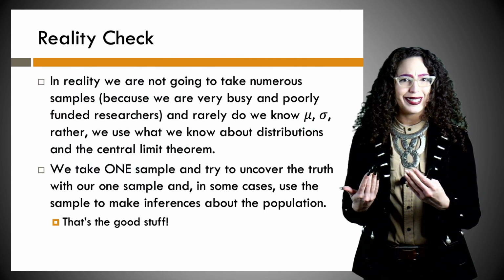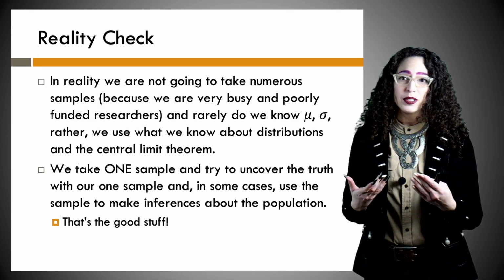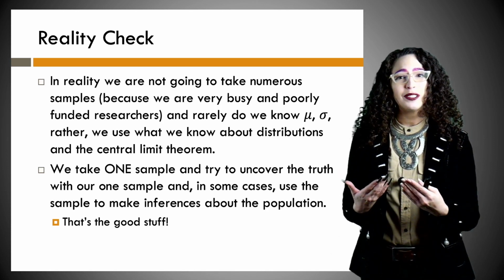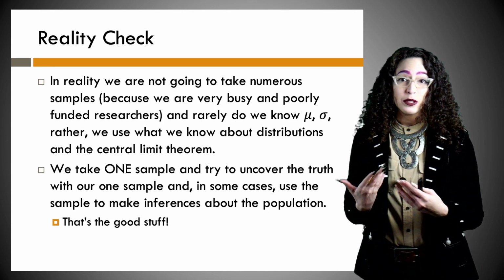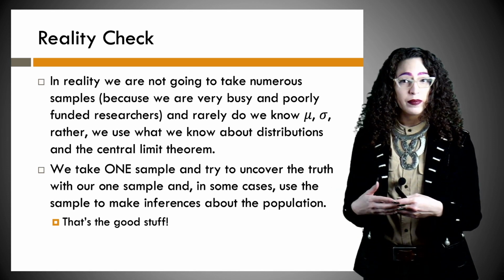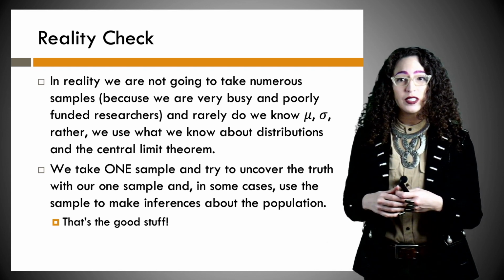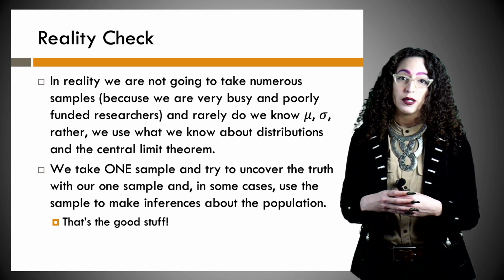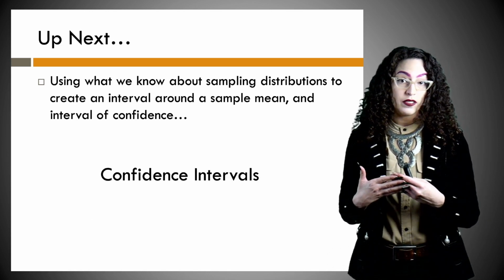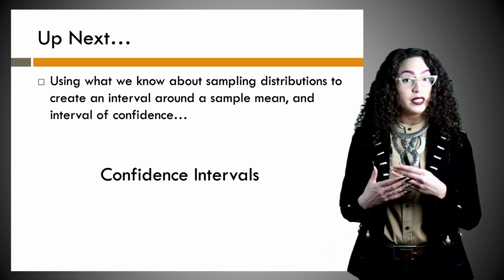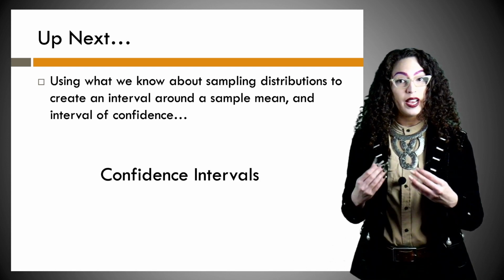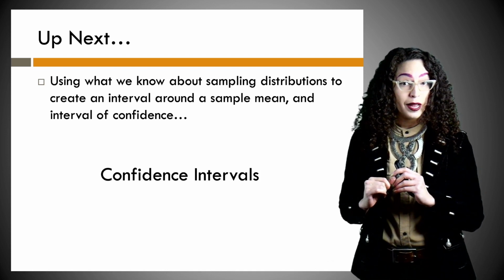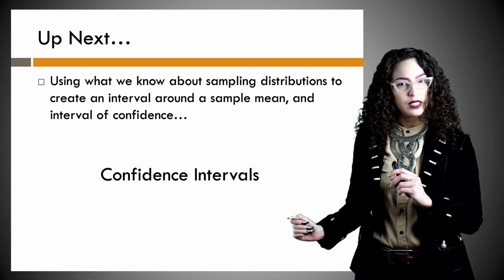Let's have a little reality check here. In reality, we are not going to take numerous samples because we are very busy and we are poorly funded researchers. And rarely do we actually know mu and sigma. Rather, we use what we know about distributions in the central limit theorem. We take one sample and try to uncover the truth with our one sample, and in some cases, we can use that sample to make inferences about the population. Now, there is still a lot of uncertainty in all of the estimates that we have so far, but using the sampling distribution, we can create intervals around our sample means, these intervals of confidence. So up next, confidence intervals. I'll see you there.